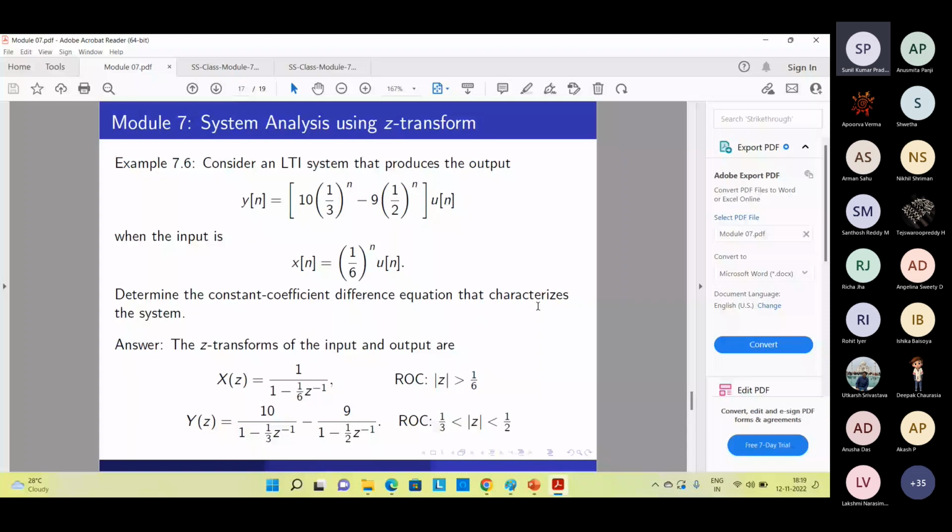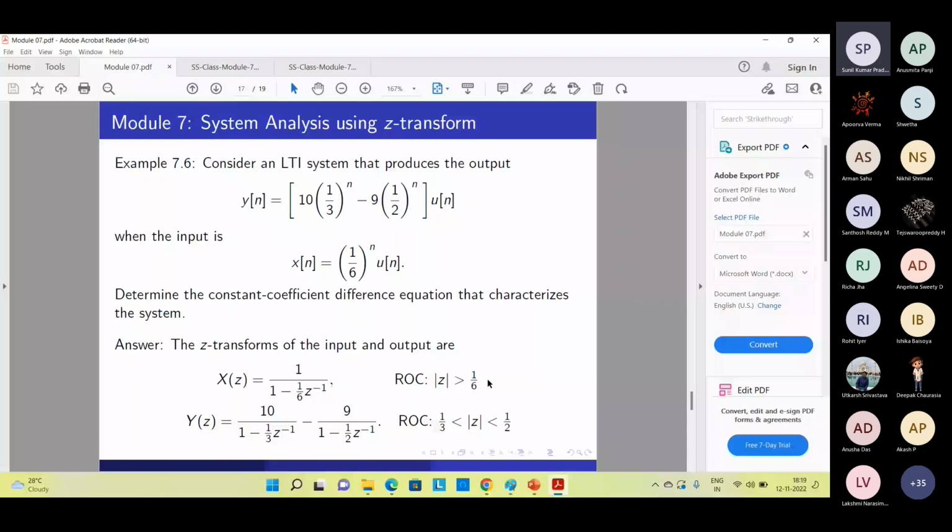So how can we do it? We take the Z transform of the input and output. First we have to find the Z transform of the input and output. What is the Z transform of this input signal? It will be 1 divided by 1 minus 1 by 6 z inverse. What is the region of convergence? Mod z greater than 1 by 6.